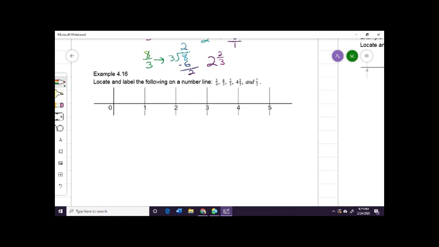So I'm going to go ahead and do 3/4. So that would be right here. I'm going to divide that into 4s. 3/4. 4/3 is equal to 1 1/3. So I'm going to divide this into 3s. 1 and 1/3.